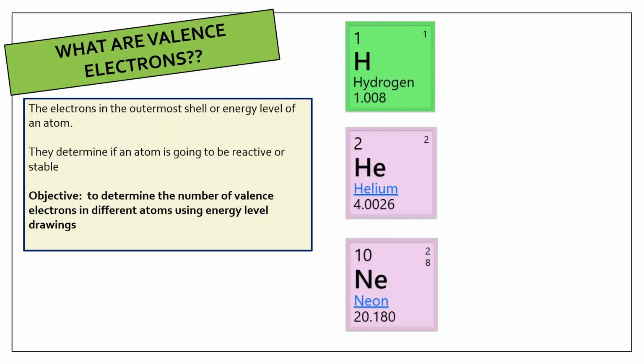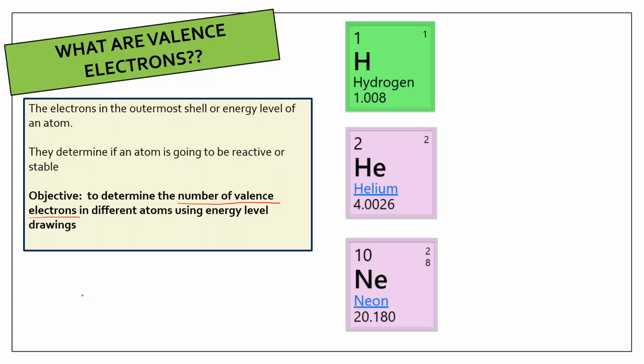Alright, so today we're reviewing valence electrons, and the objective is to determine the number of valence electrons in different atoms using energy level drawing. So we're going to draw out these different atoms based on their energy levels and be able to calculate the valence electrons that way. So the electrons in the outermost shell or energy level of an atom, that's what the valence electrons are. And it's useful to know because it will help us determine if an atom is going to be reactive or stable.